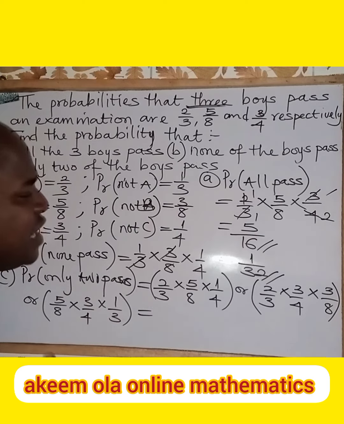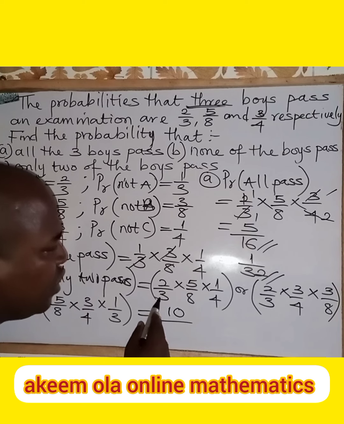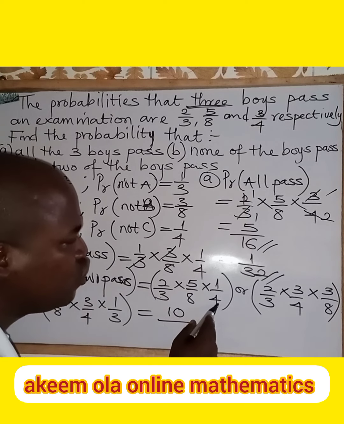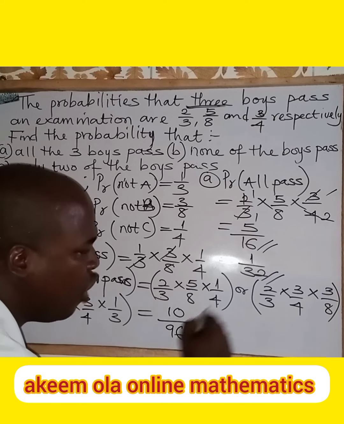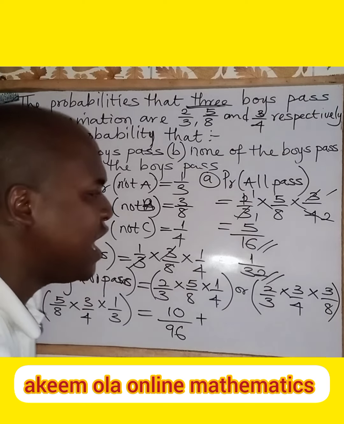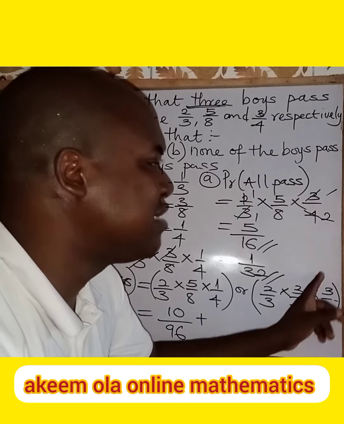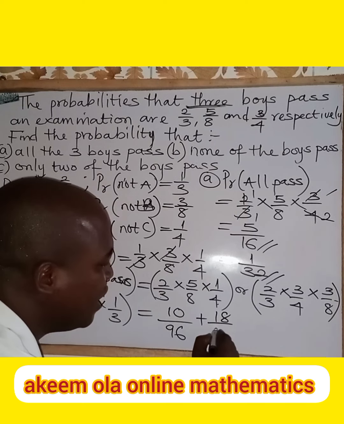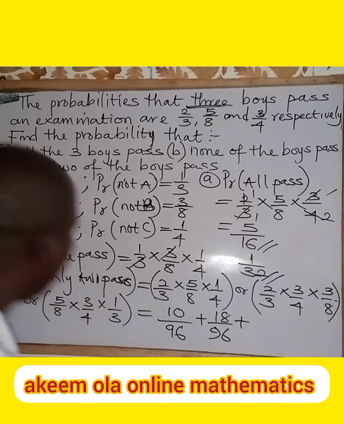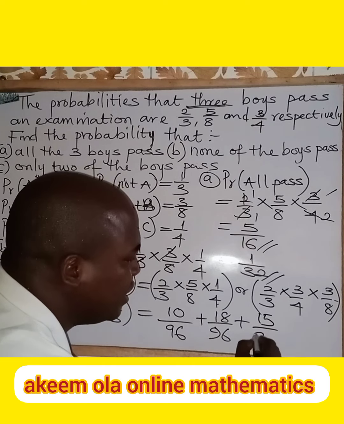I have 2 times 5 times 1, that is 10. So I have 10 all over 3 times 4 is 12, times 8 is 96. Then the "and" will change to plus. Then I have here 2 times 3 is 6, 6 times 3 is 18. I have 18 all over 96. And I have the third one. 5 times 3 is 15. So I have 15 all over 96 there.